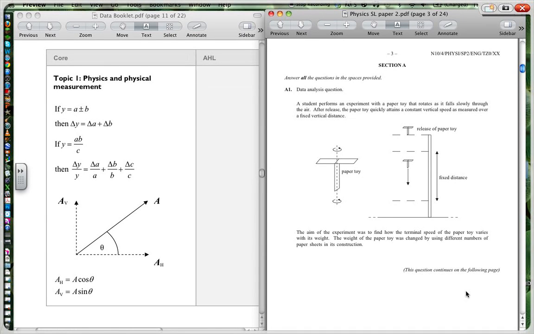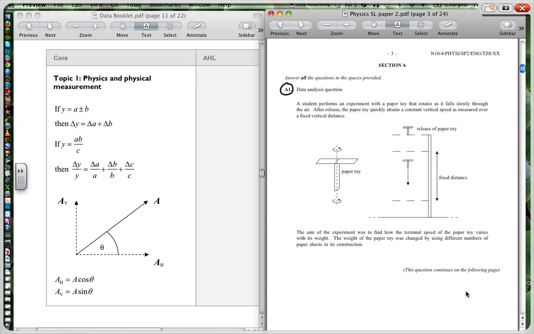This is paper 2, November 2010 for the standard level, A1, and it's your usual data analysis question. That's the start of every paper 2 question. So a student performs an experiment with a paper toy that rotates as it falls slowly through the air.